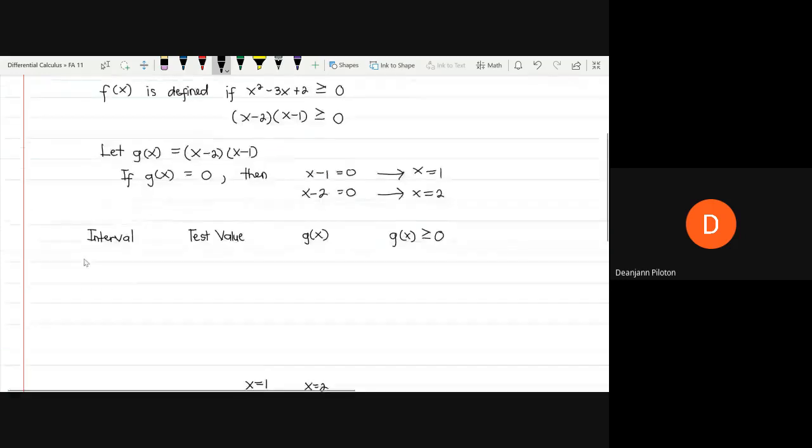So, atong first interval is negative infinity up to positive 1. Okay, so mukuha tag test value na within ani. So, pwede na nato kuhaan ng 0. Okay, so if your test value is 0, ang buhaton nimo is with your g of x, i-substitute lang nimo ang 0 sa kanina na equation. So, pwede nimo i-calculator na lang kung magamit ka og calc.